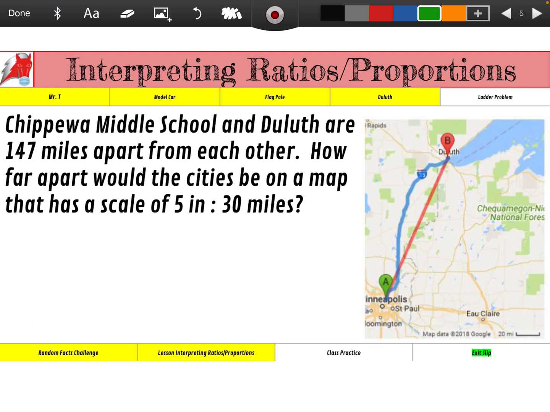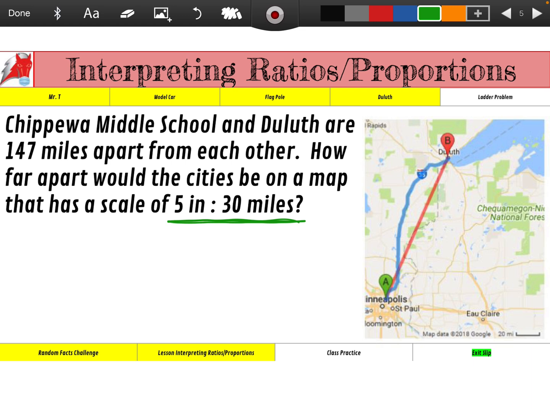Alrighty. Let's see. Another thing, we know that if we were going to go from Chippewa to Duluth is 147 miles. Actually, how far apart would the cities be on a map if it has this scale? See if you can figure out that. Go ahead, pause the video and see.